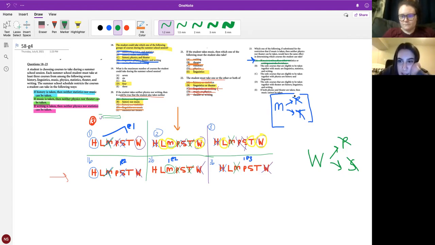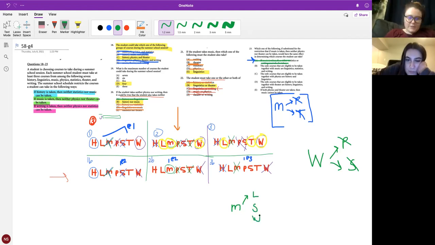The only courses that are eligible to be taken together with music are linguistics, statistics, and writing. No, because well, we know writing and statistics can't be together. And then it doesn't do anything for T, I guess. Or well, no, they're both out. Yeah, so this is saying that music can only be with L, S, or W, which wouldn't even work in the first place, for the same reason you said.